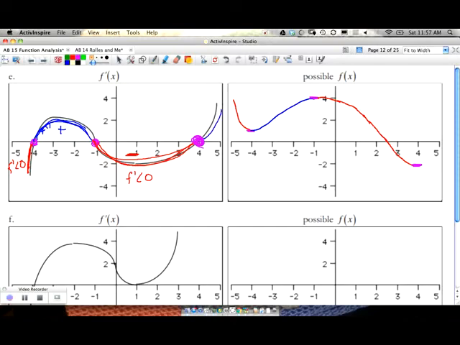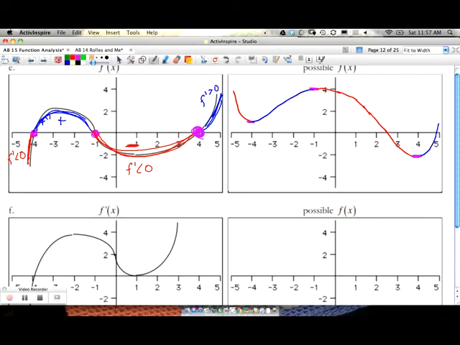Then after 4, what happens? Well, we go back positive. So right here, f prime is greater than 0 again. So now we go back to increasing. So notice the relationship here. When f prime is above the x-axis, f of x, the original function, is going to have a positive or increasing slope. Similarly, when f prime is less than 0 or below the x-axis, the original function has a decreasing slope.